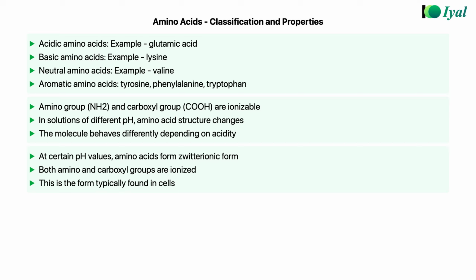That's when both the amino group and the carboxyl group are ionized at the same time. This form is typically what you find in cells. It's a special balanced state.